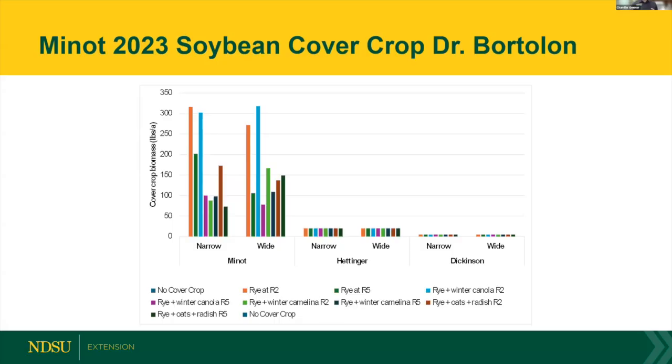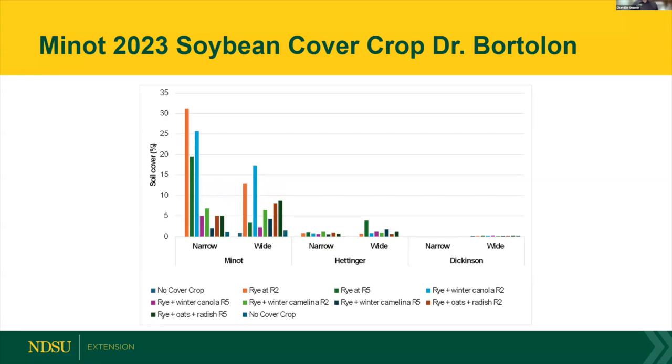We had little broadcast devices mounted on the back of a sprayer, and we broadcast some seed out the back. So there's no incorporation, just purely laid on top of the soil. We relied on water to help get these seeds going, where Hettinger and Dickinson just didn't get the rains at the timely point to get the cover crops to grow. And how much was the soil covered? You can see the same ones that had the greater amount of biomass also had greater soil coverage there in Minot.